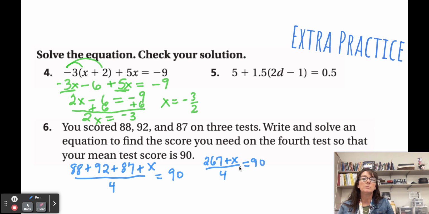So to solve this problem, because we have to solve for x, we'll start by multiplying both sides by 4. That'll cancel the 4s. Okay, so we'll get 267 plus x. Oh, that's not an x.